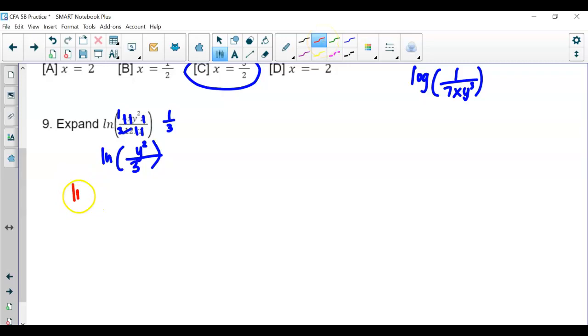So I've got the natural log of y squared, but because 3 is being divided, minus natural log of 3. Then don't forget, whenever you have an exponent, to write that as your coefficient. So this is 2 times the natural log of y minus the natural log of 3.